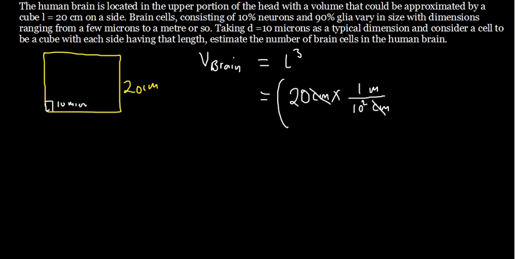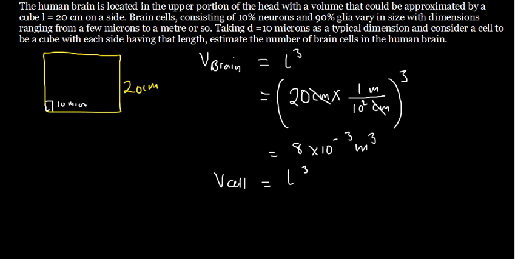Now this which we find, we raise it to the power 3, okay, because we're finding volume. So that is going to give us about 8 times 10 to the power negative 3 meters cubed. Okay, that is going to be the volume of the brain. And then we also find the volume of each cell. Since cells are in the form of a cube, the volume will be L cubed.